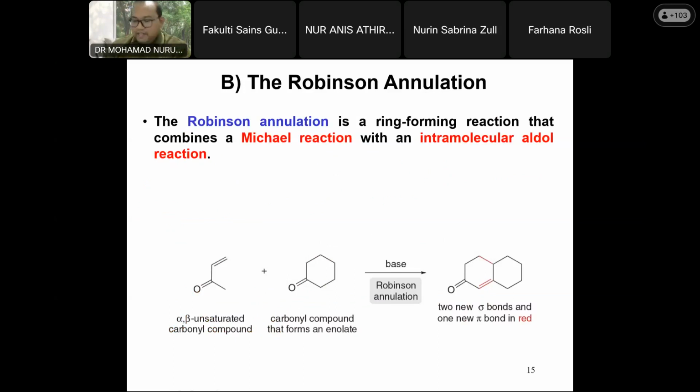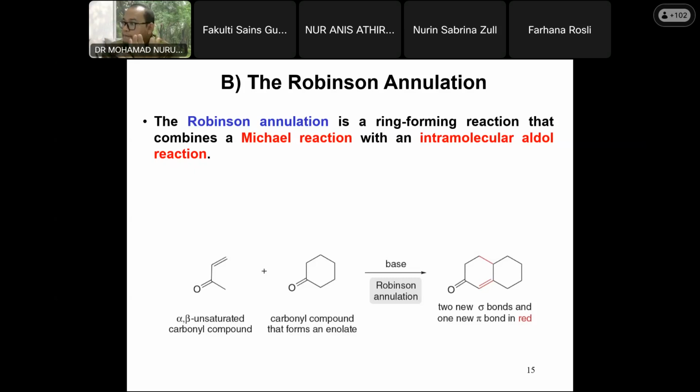Okay, so I think we have already finished the Michael additions. The Michael addition doesn't cover too much in this slide, because it's just an introduction. So next, we move to the Robinson annulation. The Robinson annulation reaction is a ring formation. The Michael reaction is just a coupling at the beta position between enolates and alpha, beta unsaturated ketones.